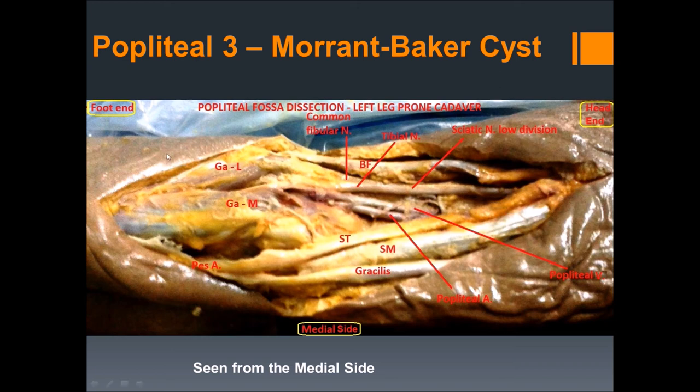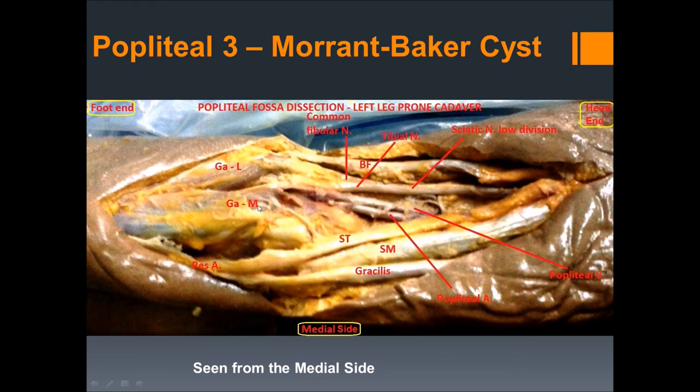As we know, the gastrocnemius muscle has a bursa in relation to it, just under its attachment. Similarly, the semimembranosus muscle also has a bursa between its insertion and the attachment of the gastrocnemius. This bursa, the gastrocnemius bursa, communicates with the knee joint cavity, the synovial cavity of the knee joint. Similarly, the popliteus muscle also has a bursa under it, which also communicates with the knee joint. And apart from that, we know the knee joint has many bursae all around it.